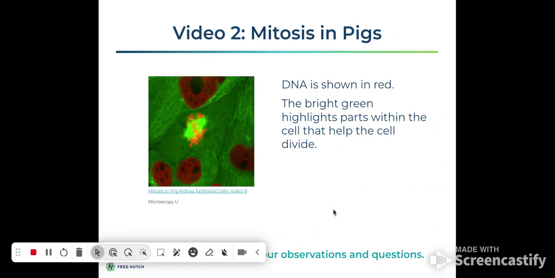Okay, in the second video, we're looking at mitosis in pig, I believe it's liver cells, kidney cells. Again, these have been tagged with a fluorescent dye and used computer software to enhance them and make them appear different colors so you can see what's happening inside the cell as it's dividing. So again, write down your observations and any questions you have. Specifically, the DNA is shown in red.